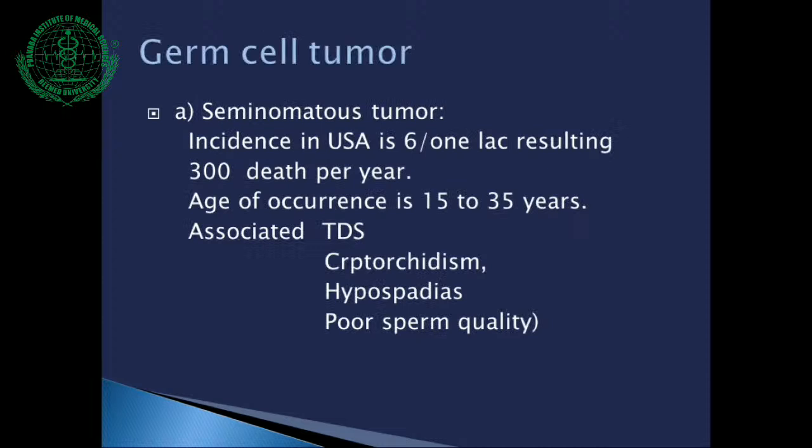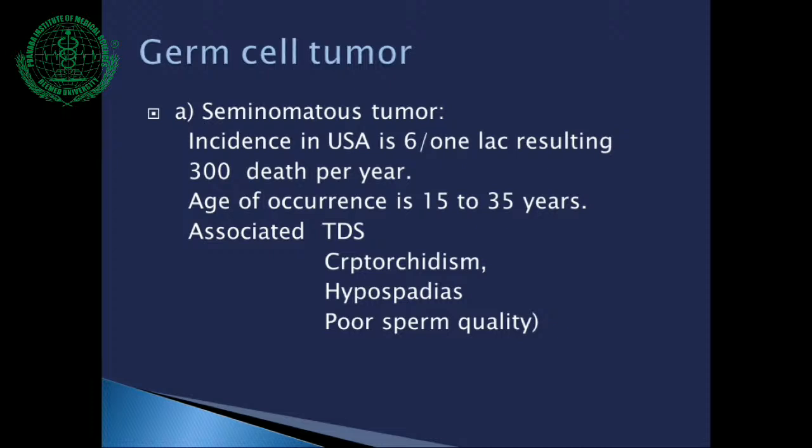First one is the germ cell tumor. In the germ cell tumor, first we see the seminomatous tumors, which are classical seminoma and, the second one, spermatocytic seminoma. This disease occurs in the younger or adult age group, that is 15 to 35 years of age. It is associated with TDS, the testicular dysgenesis syndrome, cryptorchidism, hypospadias, and poor sperm quality.